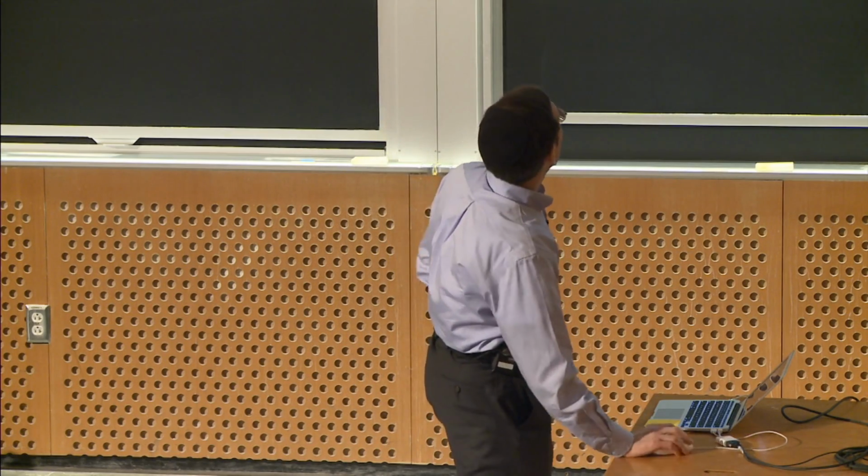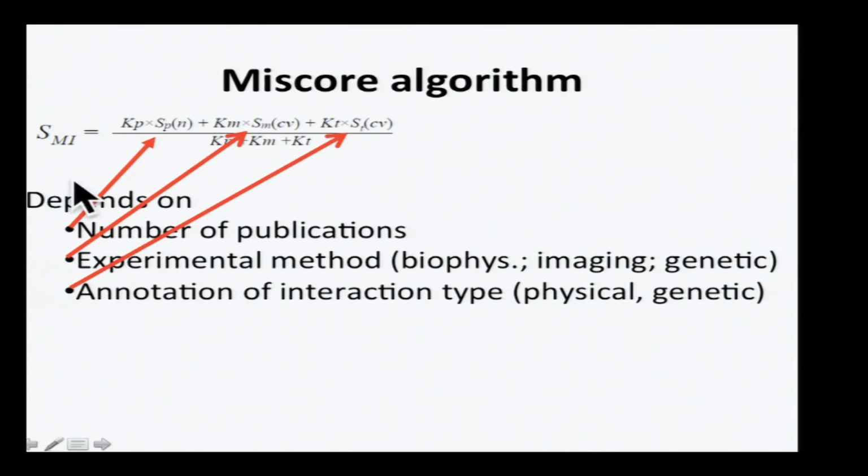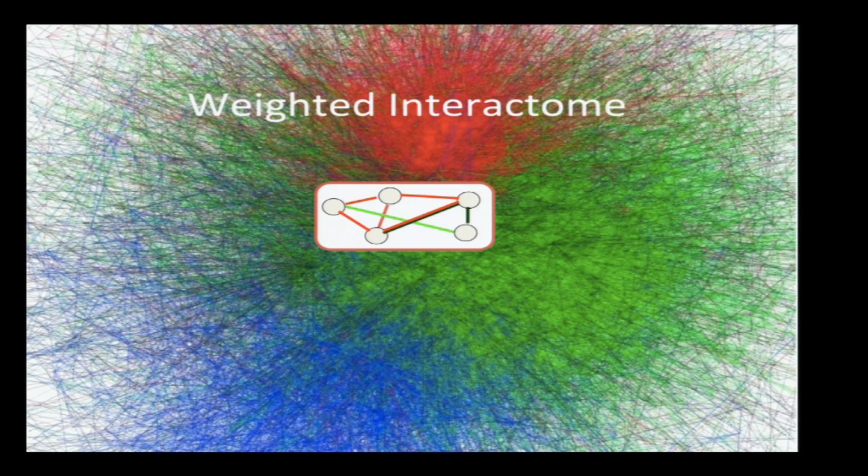Their scores are based on three kinds of terms: how many publications there are associated with any interaction, what experimental method was used, and also whether there's an annotation in the database saying that we know this is a genetic interaction or a physical interaction. And then they put weights on all these things. People can argue about what the best way of approaching this is. The fundamental point is that we can now have a very, very large database of known interactions that's weighted. By last count, there are about 250,000 protein-protein interactions for humans in these databases.